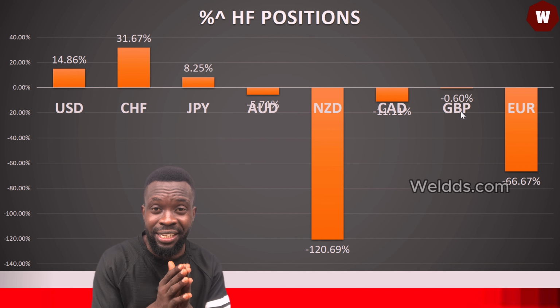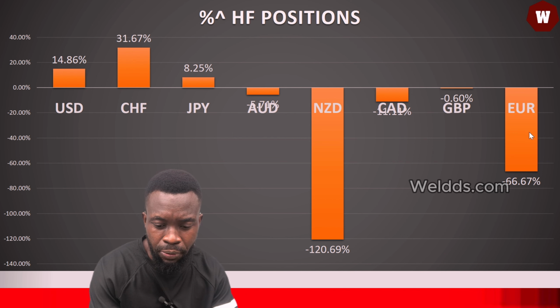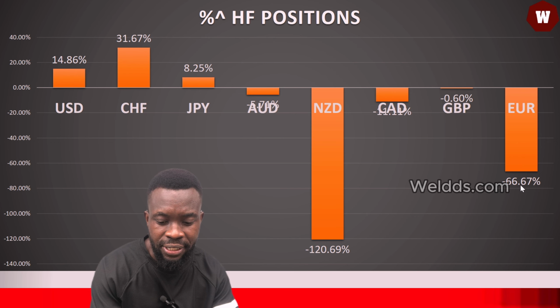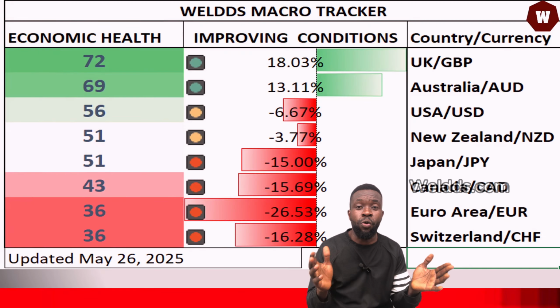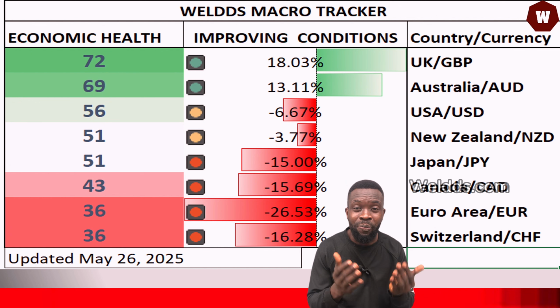For the Great British pound, they did not add much to their positions, okay, but they are trying to keep their positions stable, while they dropped the euro by 66.67%. Now that we have looked at all those things, how do all those things make sense to us if we cannot put all of them together?